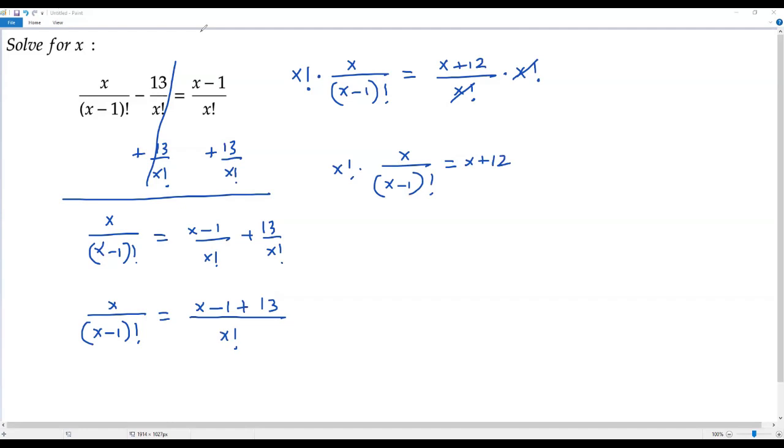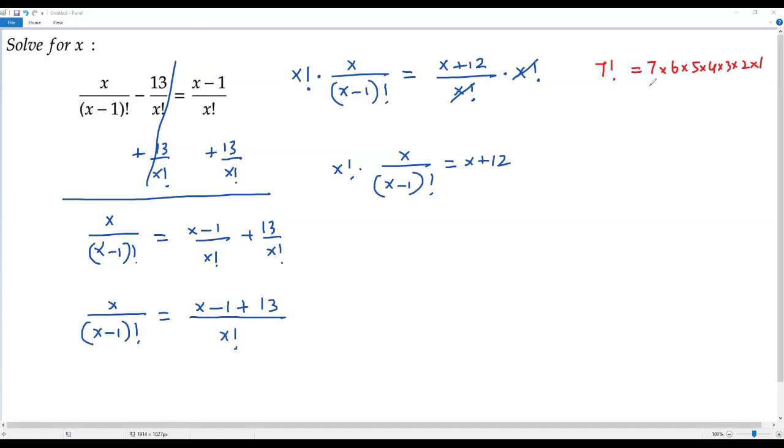Okay, for example, if I want to evaluate 7 factorial, what should I do? I have to write all the integers from 7 to 1 in descending order and multiply them. That is 7 times 6 times 5 times 4 times 3 times 2 times 1. So I have written all the integers from 7 to 1 in descending order and multiplied them all. This is how we evaluate a factorial.